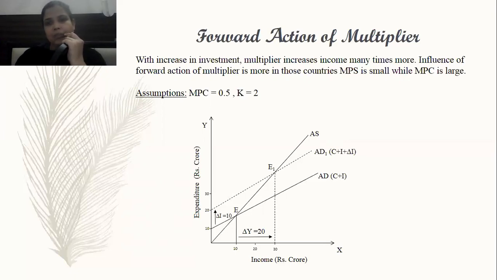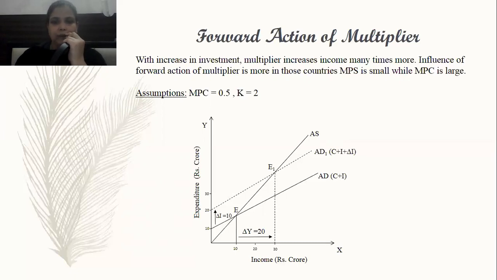the aggregate demand will become consumption plus investment plus change in investment. It means AD plus change in investment. Change in investment is 10. Now the equilibrium point is where aggregate supply and AD1 intersect. That means at point E1.